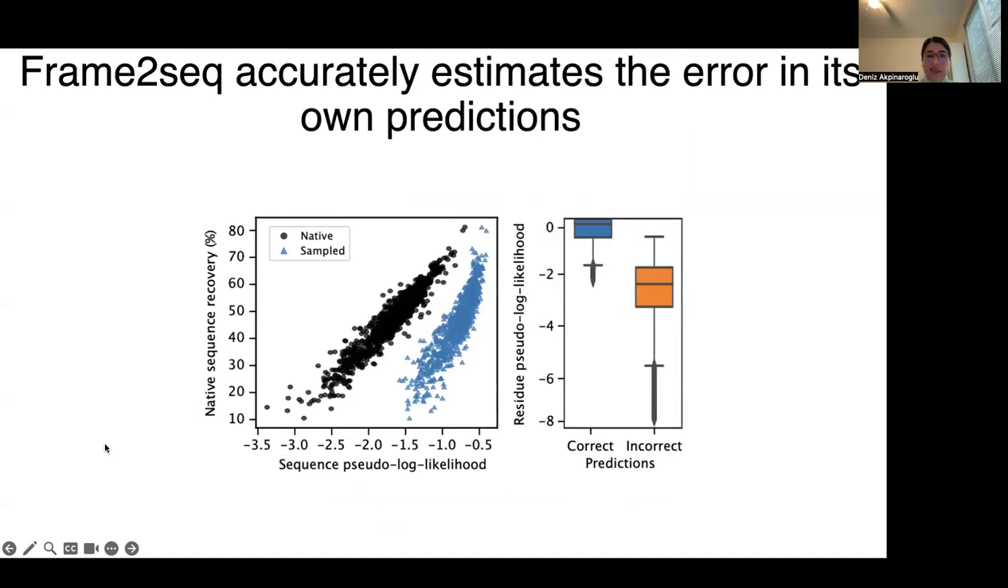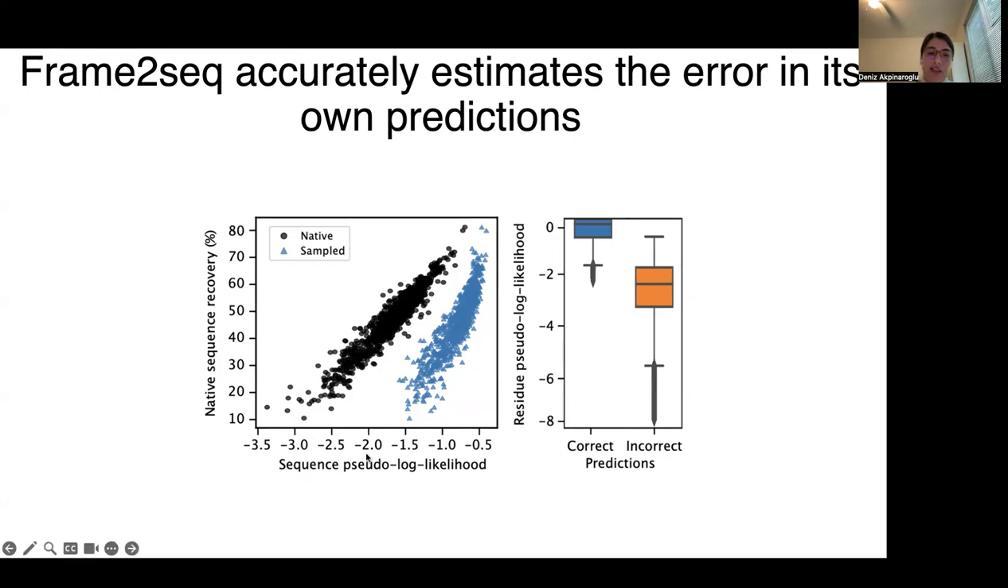And something else that we looked at, and I said I was going to mention, is the scores that can come out of Frame2seq. In this case, I'll just call it the pseudo-log-likelihood, but there's also an example of how to use Frame2seq with just scoring, or negative pseudo-log-likelihood.